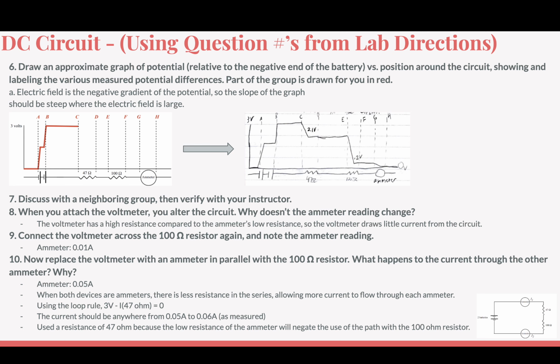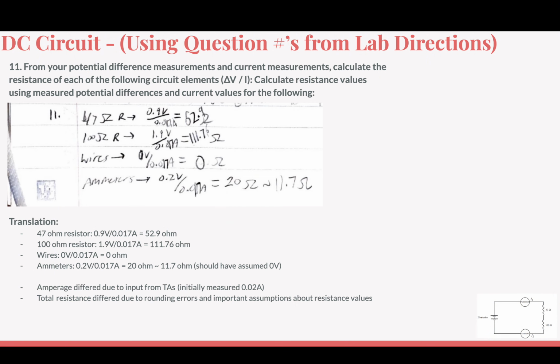The reason I calculated the current using the 47 ohm resistor and not the combination of the 4700 ohm resistor is because the low resistance of the ammeter will negate the use of the path with the 100 ohm resistor. The final question related to the DC circuit asked us to calculate the resistance of each of the following circuit elements. The measured resistance values align very closely to what the predicted resistance values were.